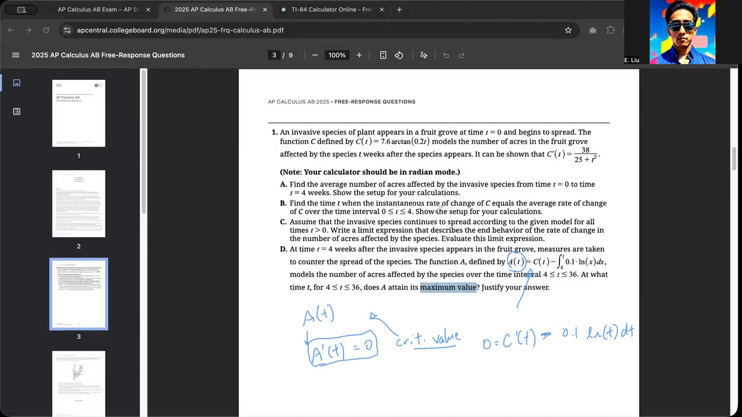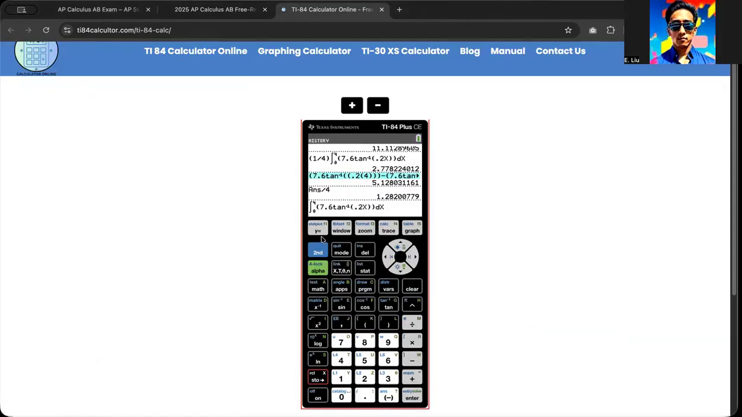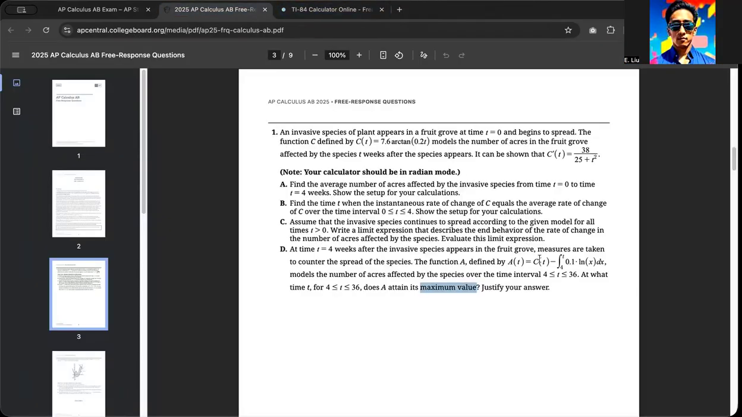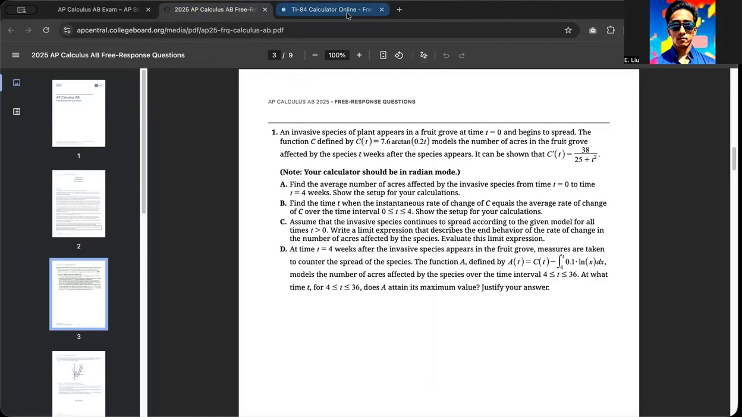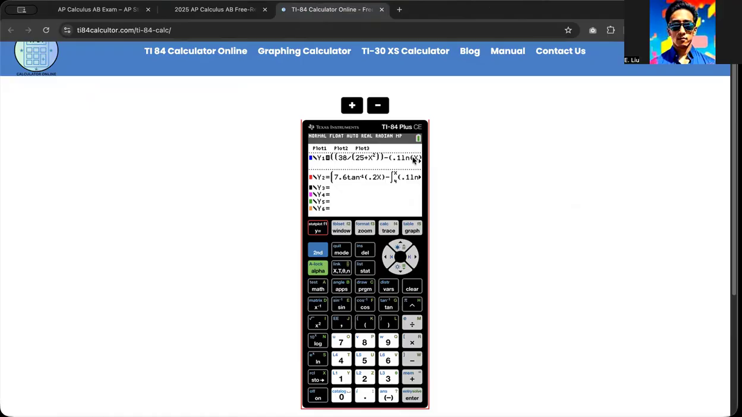Now, here's a part where you could use your calculator to solve for this. My favorite way to do that is actually to plug that into our graphing function. So what I've done here is plug in, using x's instead, our c prime of t, which is 38 over 25 plus x squared, because I'm not using t here, plus x squared. And then we are taking this part of the function with a t, with the x in there as well.